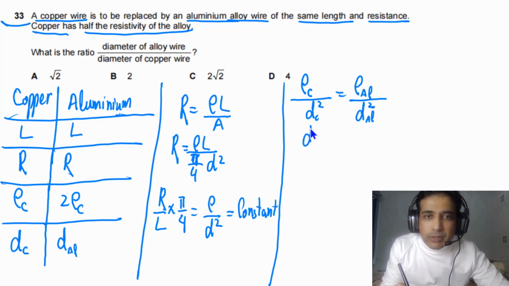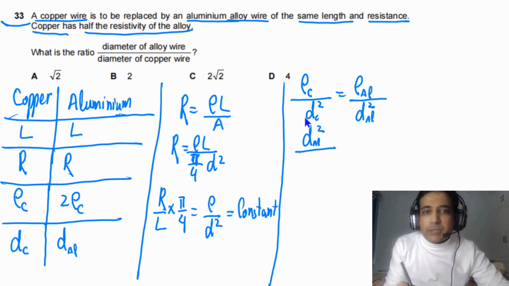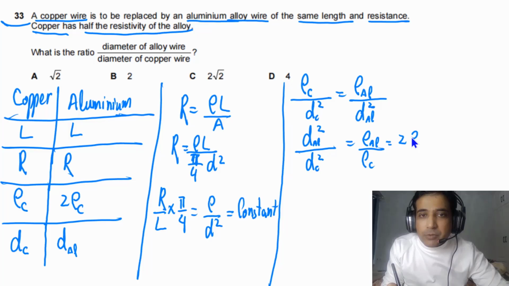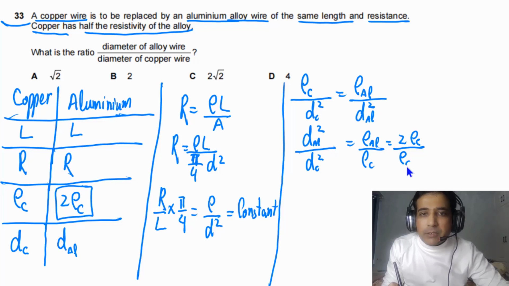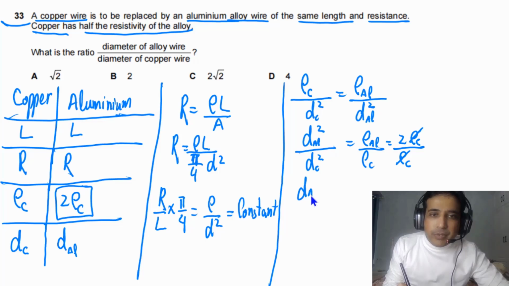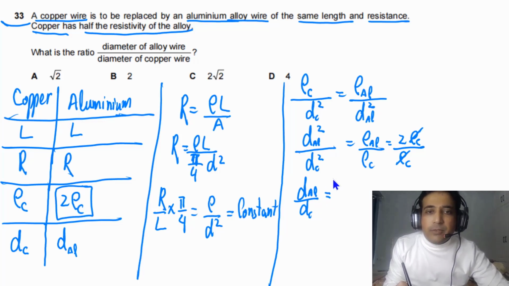So we can rearrange, we can say this is DAL square divided by DC square, we just cross multiply. This one has to be equal to rho AL, and we will divide this one by rho C. The density of aluminum wire is 2 times the density of copper, as it is given here, and we have to divide this by the density of copper. So the density of copper we can cancel. Now we are left with DAL square divided by DC square, and this one is equal to 2.